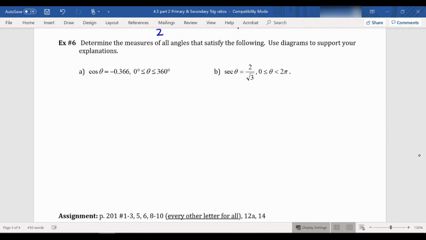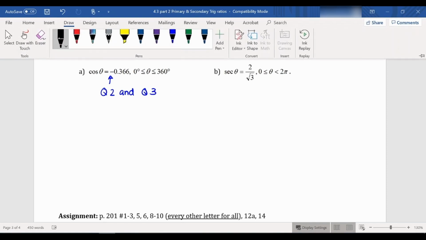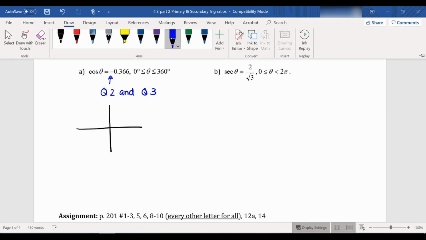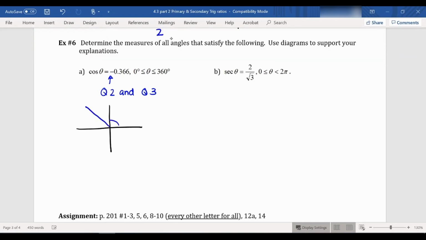Last question. Determine the measures of all angles that satisfy the following. Use diagrams to support your explanations. So here I have cosine is equal to negative 0.366. This means we're going to need to be in quadrant 2 and quadrant 3. So we're going to have two possible angles here. One of them will be in quadrant 2, and one of them will be in quadrant 3.